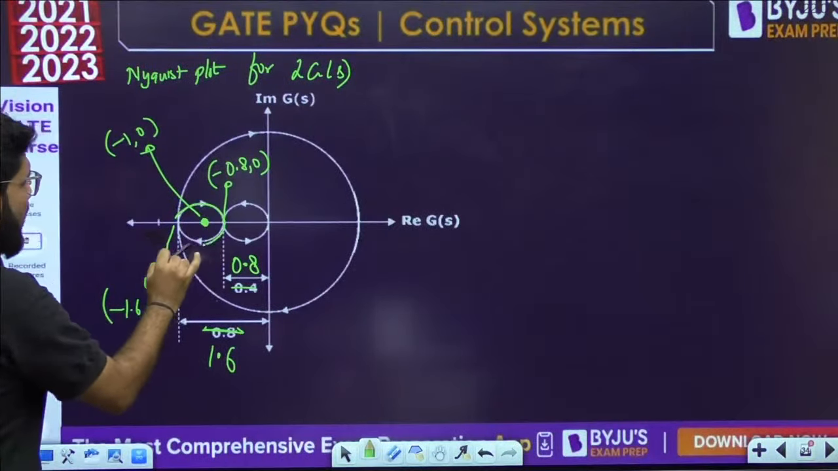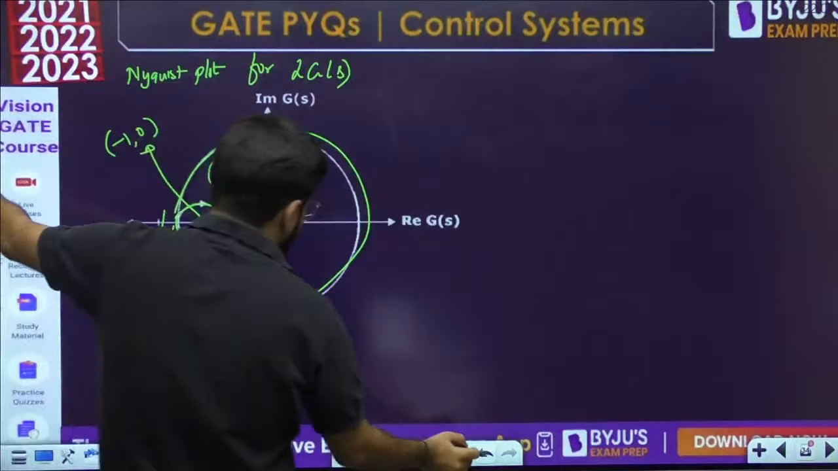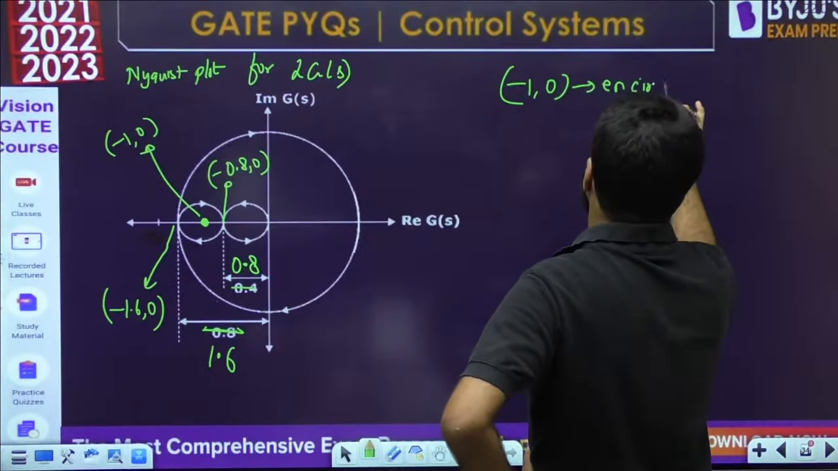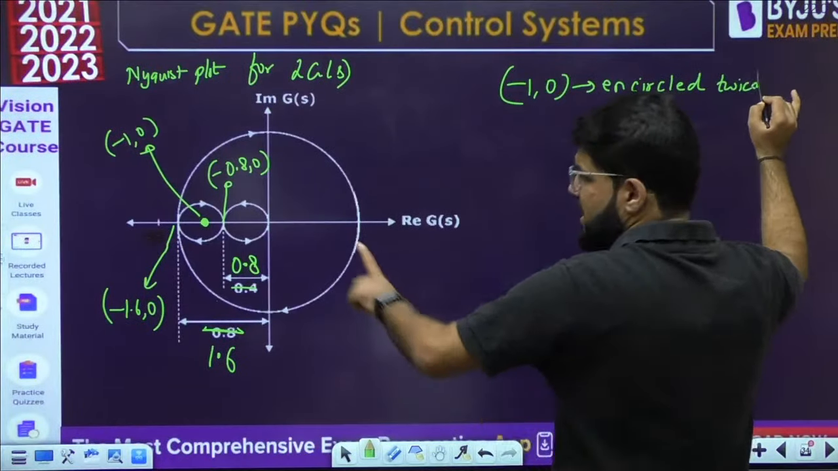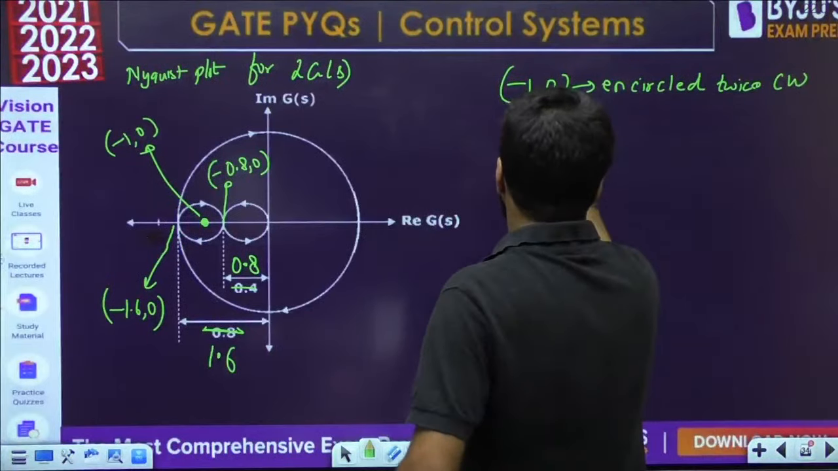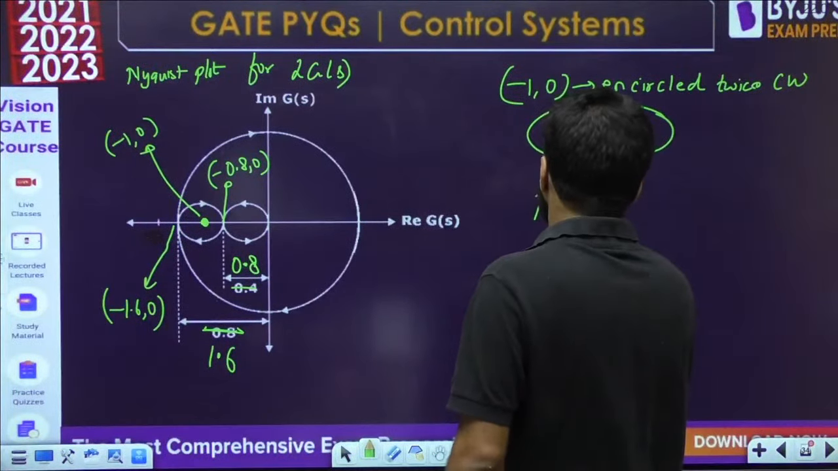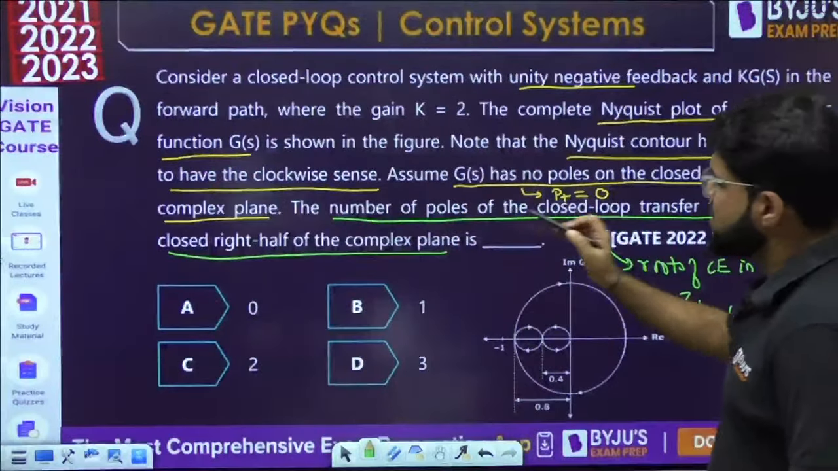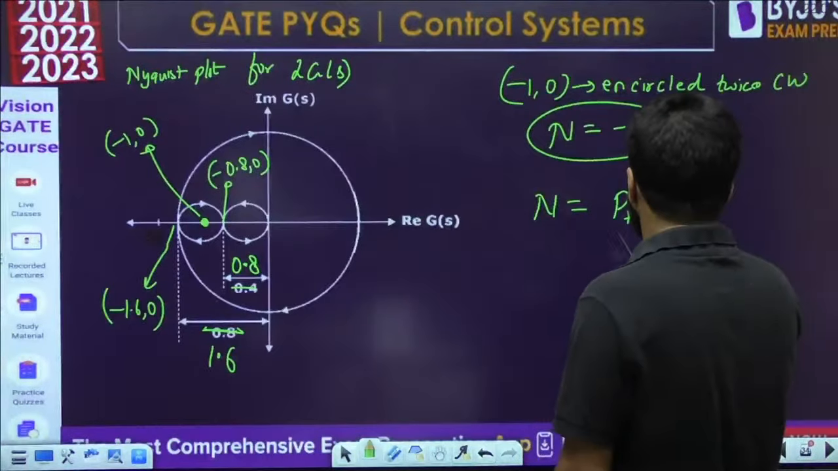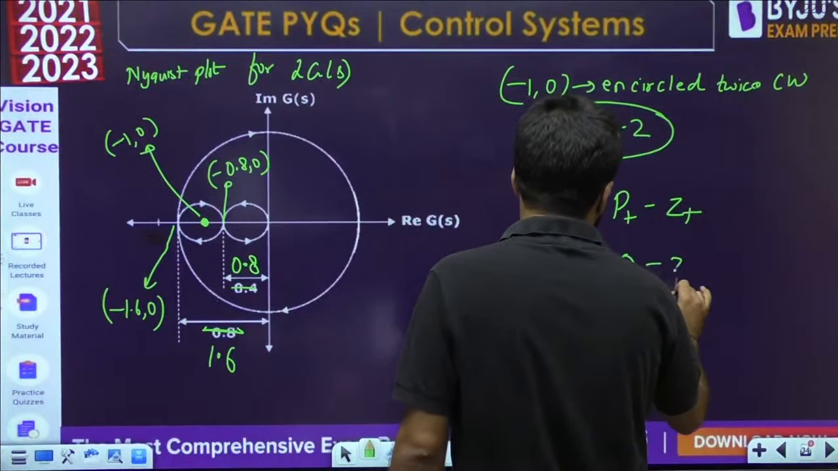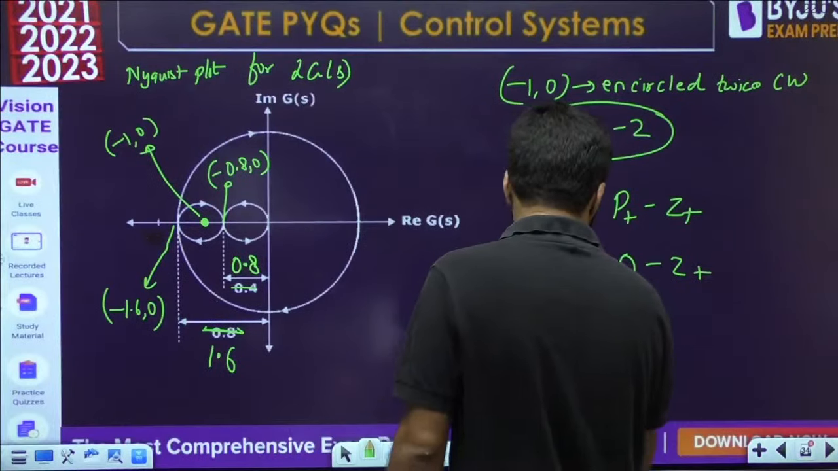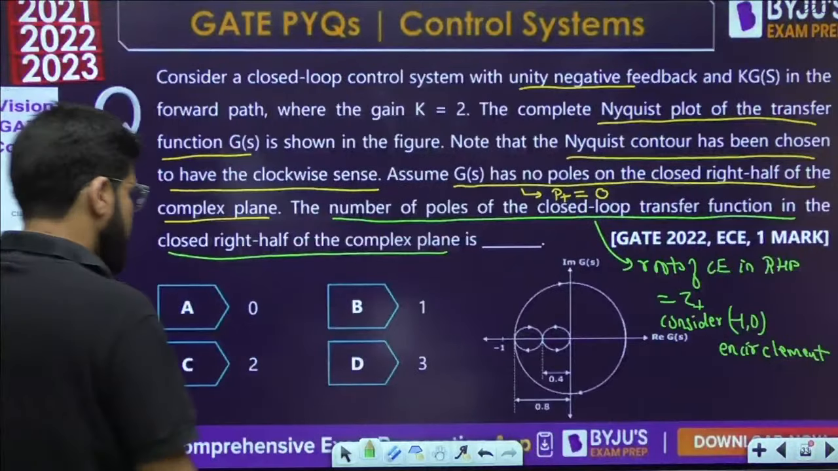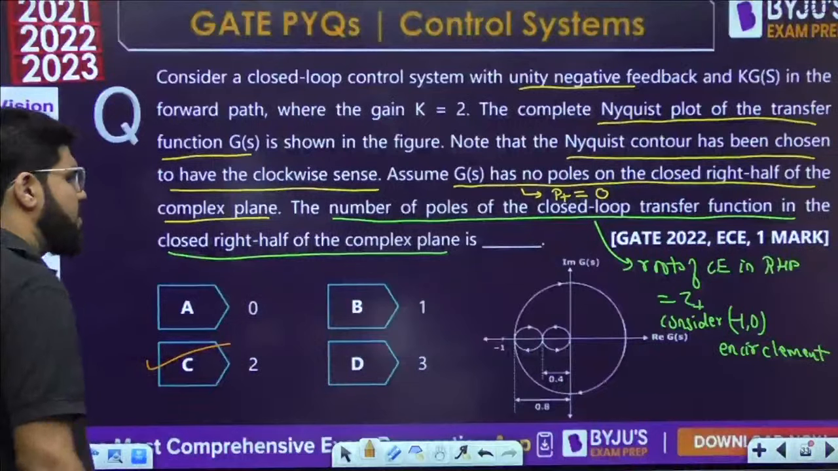If you look, there is one encirclement, and one more encirclement, one by the inner, one by the outer. So clearly minus 1 comma 0 is encircled twice, and both are clockwise, so N will be minus 2. Now, let us use the definition, N equals P plus minus Z plus. They have mentioned that the Nyquist path is clockwise, so that is why the P minus Z formula. So minus 2 equals P plus, which is indirectly mentioned as 0, minus Z plus. So Z plus is equal to 2. Z plus equal to 2 is the final and correct answer.